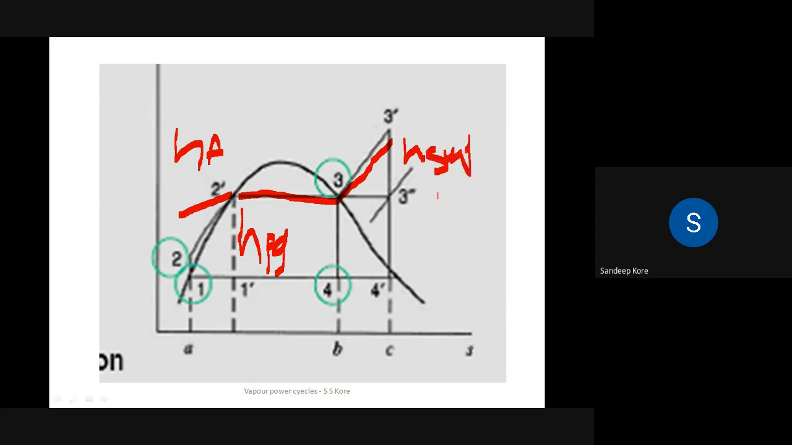Okay, H super. So up till point 3 we are adding sensible heat plus latent heat, and after point 3 to 3 dash we are adding the superheat.